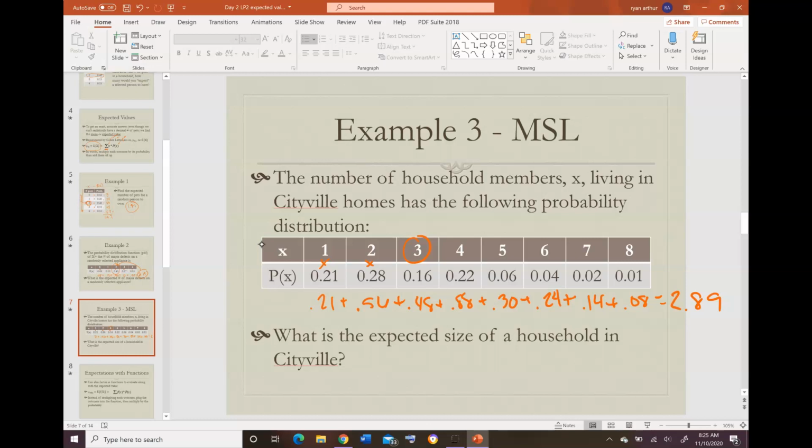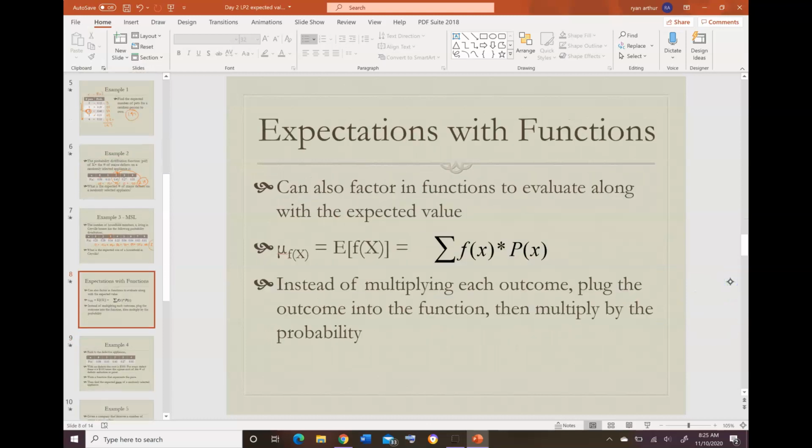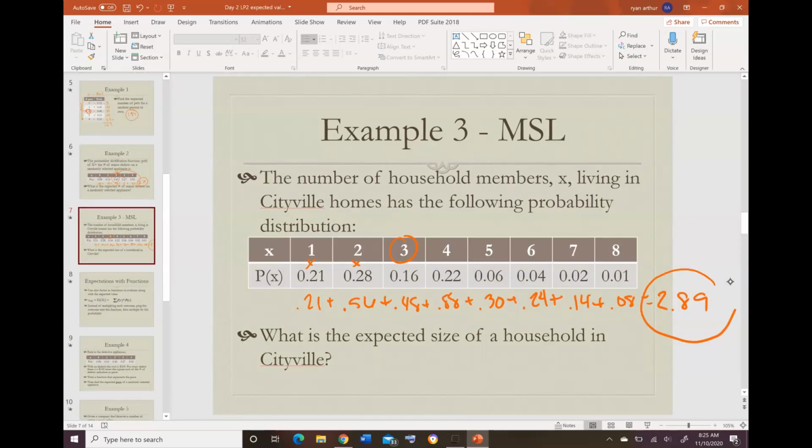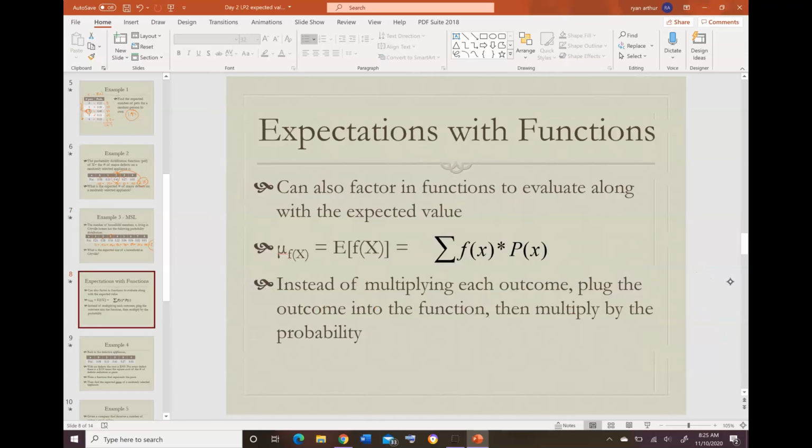Now, it is so important for you to find the exact expected value because we're going to add functions to this, okay? So you really need to know how to calculate the raw expected value, because it's going to help you with the function. All right, so expectations with functions. We can also factor in functions to evaluate along with the expected value because there are some things we want to find out on top of the expected value, okay?